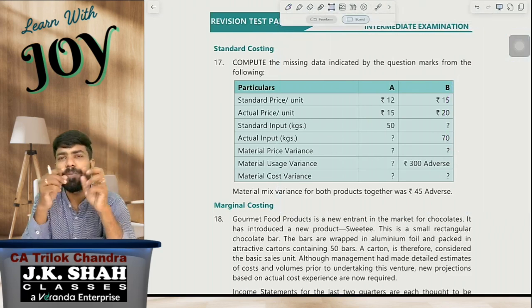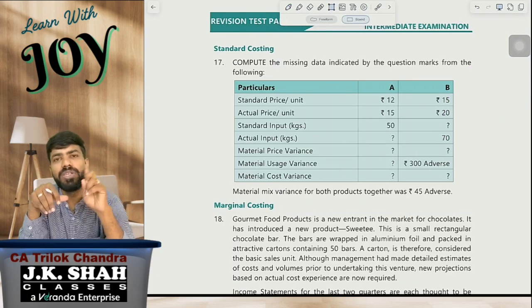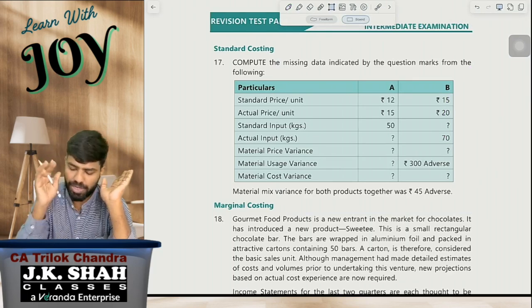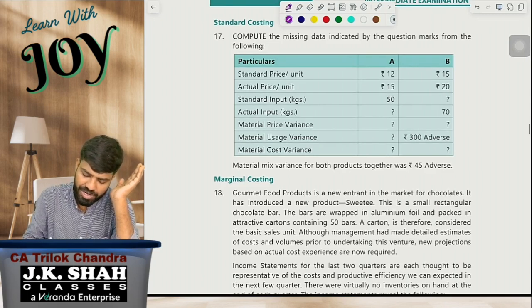I am telling you again, I am going to solve it in a slightly different format. To understand this question better, look into the standard costing videos. Now, compute the missing data indicated by the question marks from the following particulars A, B. Standard price per unit 12 rupees, 15 rupees. Actual price per unit 15 rupees, 20 rupees. Standard input 50, here it is not given. Actual input 0, 70.